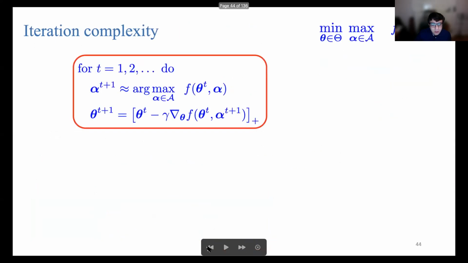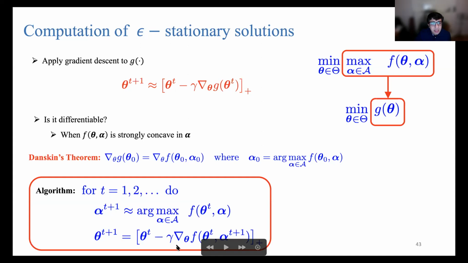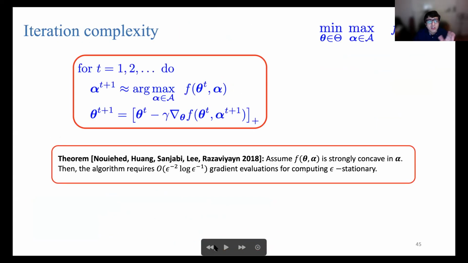The second step is mimicking the ideal iteration, because we know that the gradient of g would be the gradient of f if you compute the exact argmax. But since we use iterative algorithms, we are not always able to find this argmax exactly, but we approximately find it. As long as you do enough iterations, you can find the optimal solution. It's not actually very hard to analyze this algorithm. It's easy to show that if your function is strongly concave in alpha, then the algorithm requires order epsilon to the minus 2 gradient evaluations for computing an epsilon stationary point in terms of the bilevel viewpoint.